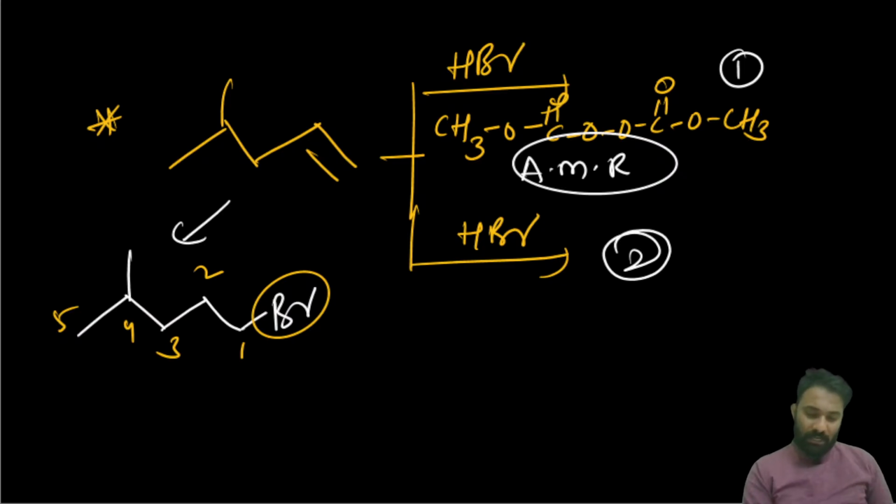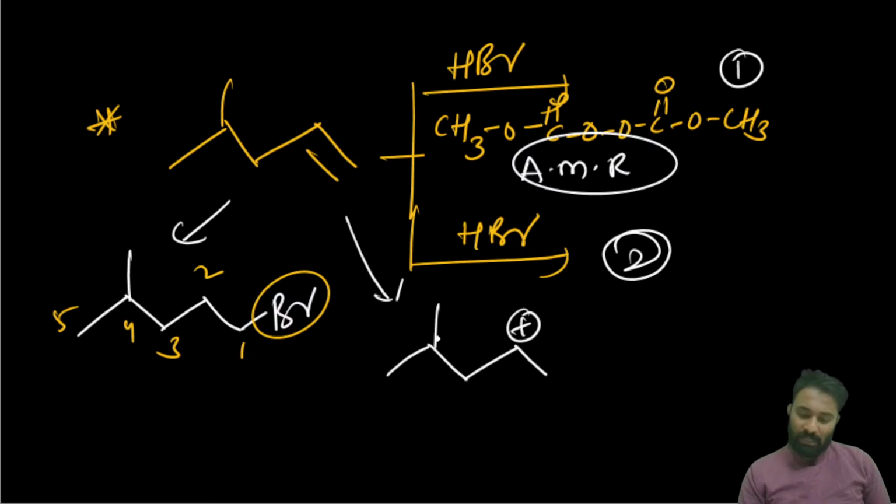Now in HBr, a stable carbocation will form. When the carbocation forms, the hydride shifts, right, from here. Now here it will form the stable carbocation. After forming the stable carbocation, this Br minus will go and attack.